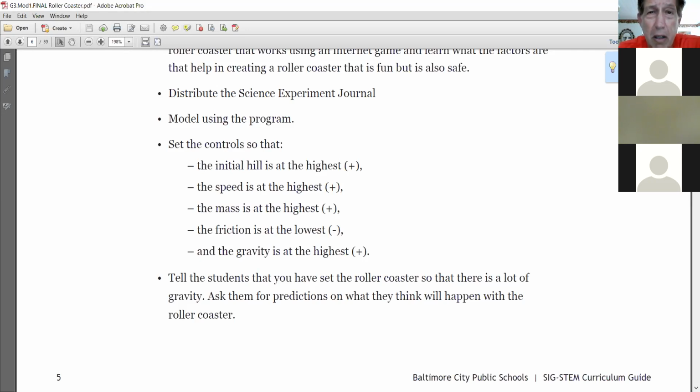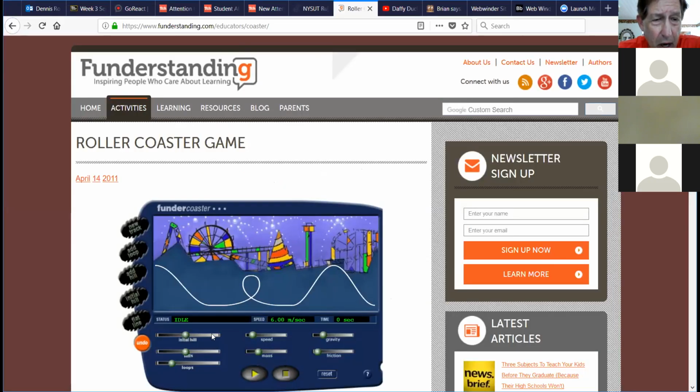So let me show you what that looked like. Okay, so the hill is high. The speed was high. The mass was high. And as we were doing this, again, you want to build that background knowledge. So we're going to be talking about what is speed. This is 3rd grade. What is mass? And examples of it. What is gravity? Gravity was high and friction was low. So look how we're engaging the students and we're building their background knowledge.